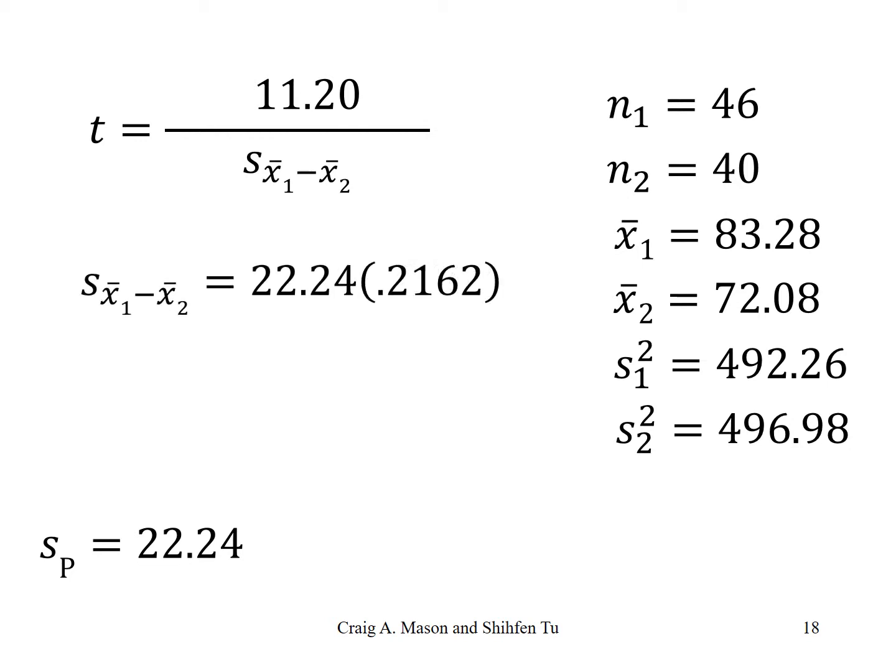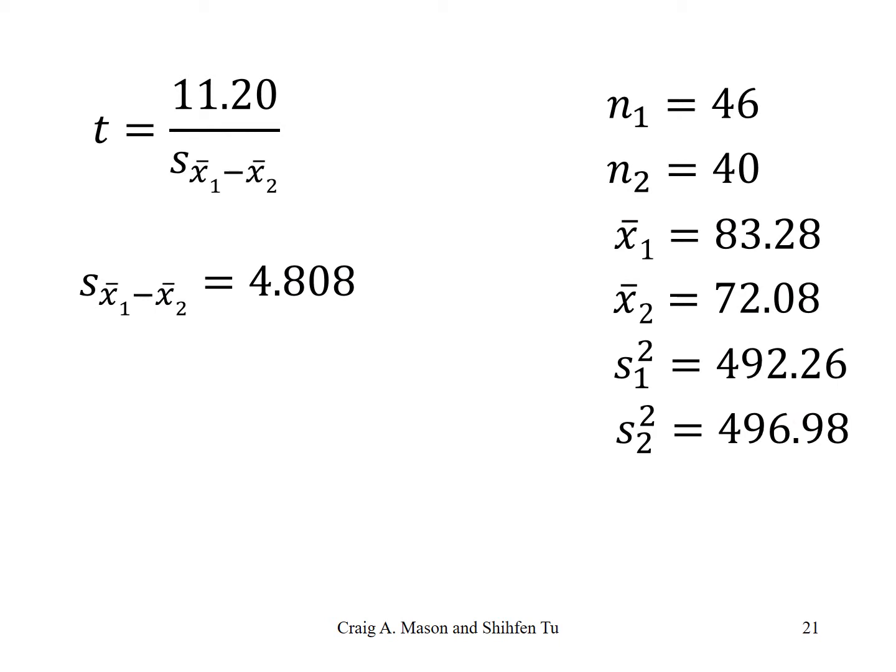That solves to 22.24 times 0.2162, or the standard error of the difference in means is equal to 4.808. Now, if you're following along at home, you might get slightly different values than the ones I'm reporting here. At each subsequent step of the calculations, I'm deliberately using the rounded values that I've reported in prior steps so that you can exactly recreate the values that I'm using as a way of checking your understanding.